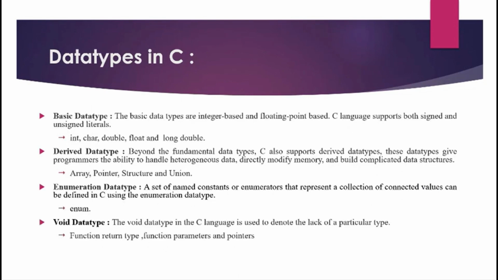Now the basic data types. The basic data types are integer based and floating point based. The C language supports both signed and unsigned literals, which are int, char, double, float, and long double. Derived data types are array, pointer, structure, and union. Enumeration data types, a set of named constants or enumerators that represent a collection of connected values, can be defined in C using enum. Void data types are function return data type, function parameters, and pointers.